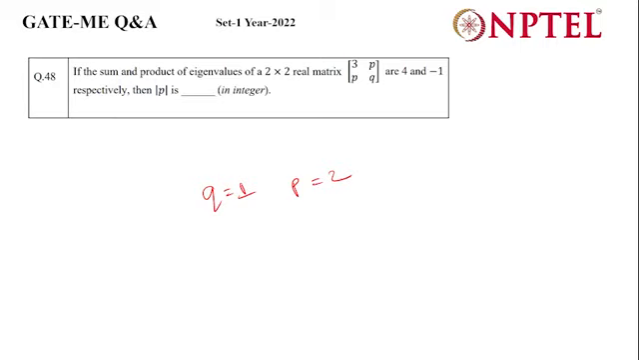Can you explain the last one once more, ma'am? Yes, ma'am. They have given the sum and the product of the eigenvalues. So what will be the sum? 3 plus q equals 4. And what will be the product? The determinant of this matrix: 3q minus p square equals minus 1. From here you will get q equals 1. When you put the value of q, you will get p equals plus or minus 2. But they are asking for mod p, so you will just write 2.